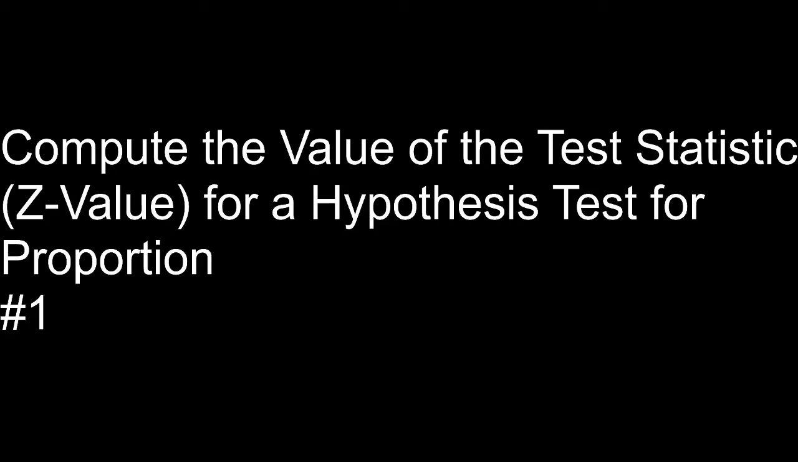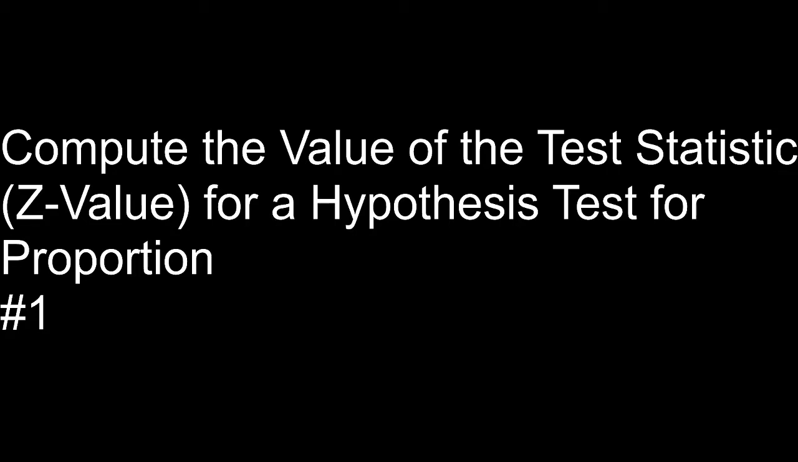This video is on the objective: compute the value of the test statistic, which will be a z-value or a z-score, for a hypothesis test for a proportion. So we're going to be doing a test about a population proportion instead of a population mean this time. And we're going to run across the standard normal distribution, the z distribution, and our test statistic will be a z-score. And that's what we're asked to compute the value of here.